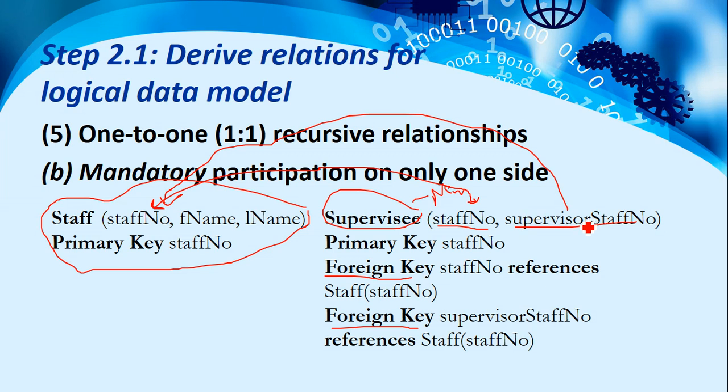And if you're wondering why this has a primary key, it's automatic, since this staff number is a primary key from staff, so it should also be a primary key here. So what happened is that this staff number is a primary key and also a foreign key at the same time.